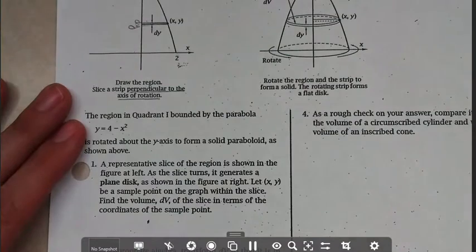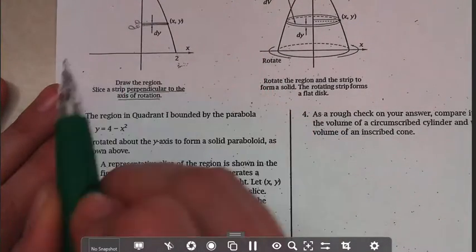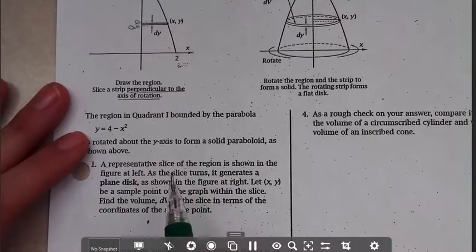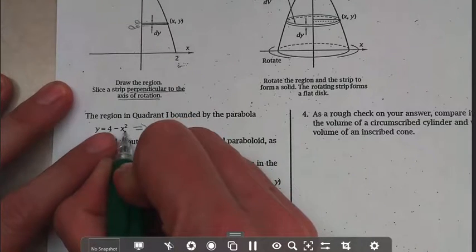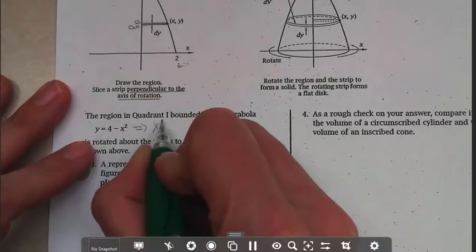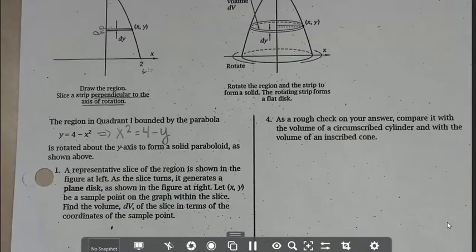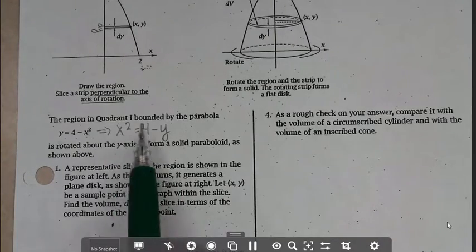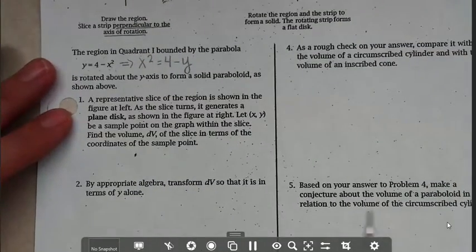So my x needs to be my function, and because I'm multiplying it by dy, that function better be in terms of y. So I need to take this function and solve it for x in terms of y. I'm just going to add x squared over. This is actually going to work out well for us, and I'll show you why in a second. Okay, all right, moving on to the first thing.